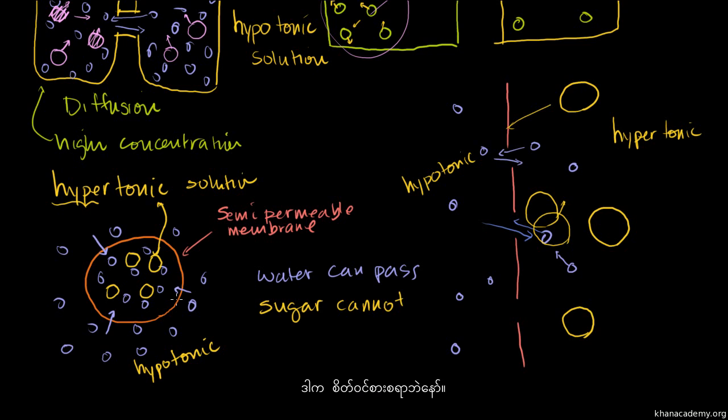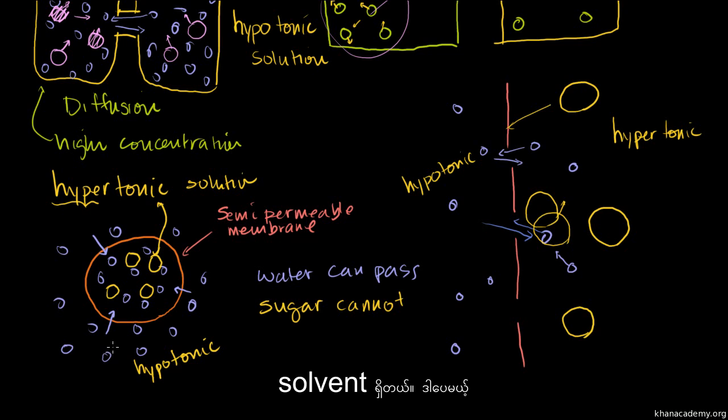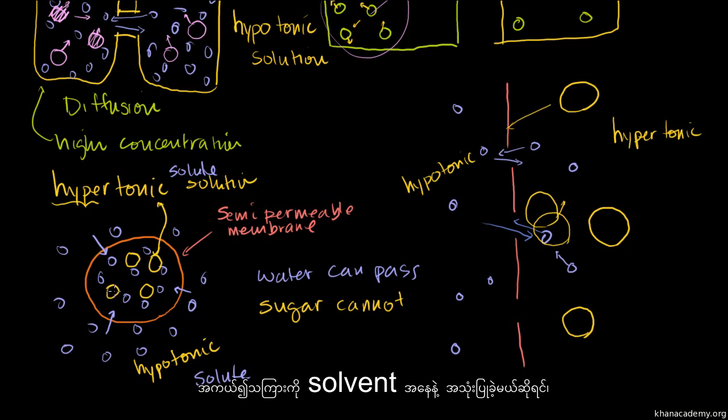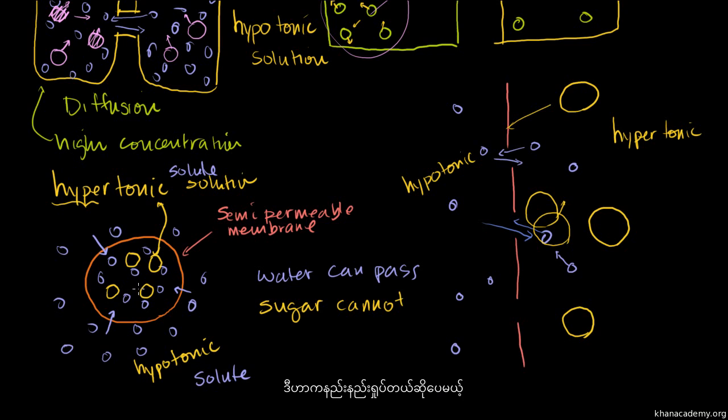And so this is kind of interesting. We have the solvent flowing from a hypotonic situation to a hypertonic solution. But it's only hypotonic when you talk about the solute, and it's only hypertonic when you talk about the solute. But if you flip it the other way, if you view sugar as the solvent, then you could say we're going from a high concentration of water to a low concentration of water. I don't want to confuse you too much. This is what tends to confuse people.